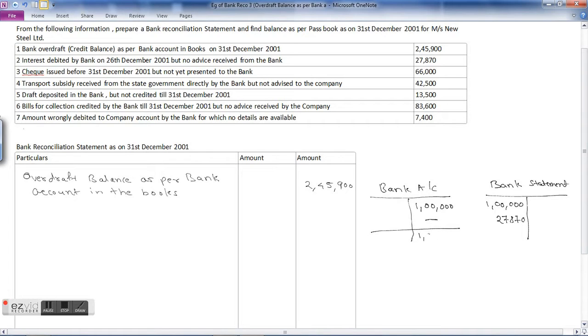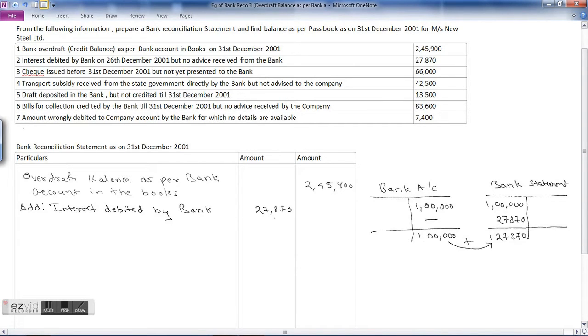So what is the net impact? In the books the balance is 1 lakh, whereas in the bank statement the balance has become 1,27,870. So what do we have to do? We have to move from bank account to bank statement, so we have to add. I'll put it here: add interest debited by bank. How much is the amount? 27,870.